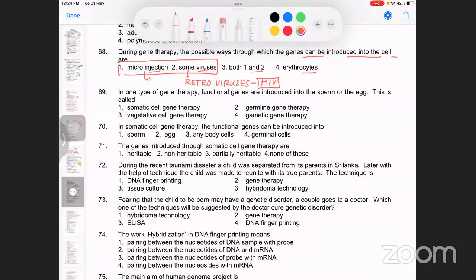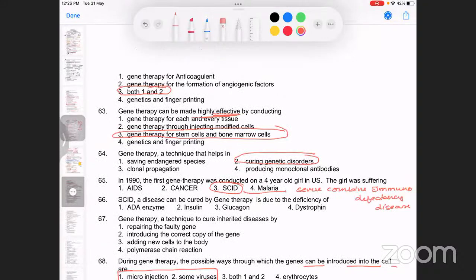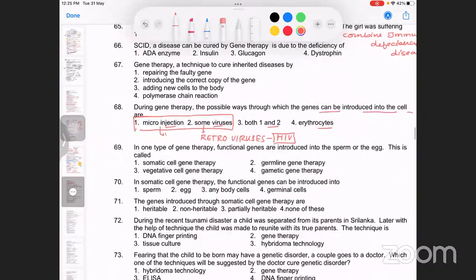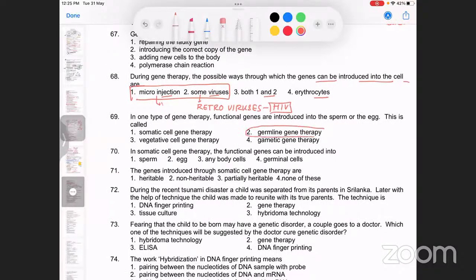One type of gene therapy, where functional genes are introduced in sperm or the egg, is called somatic cell gene therapy, germline gene therapy, gametic gene therapy, or vegetative cell gene therapy. When functional genes are introduced in sperm, it is called germline gene therapy. What is germline gene therapy?